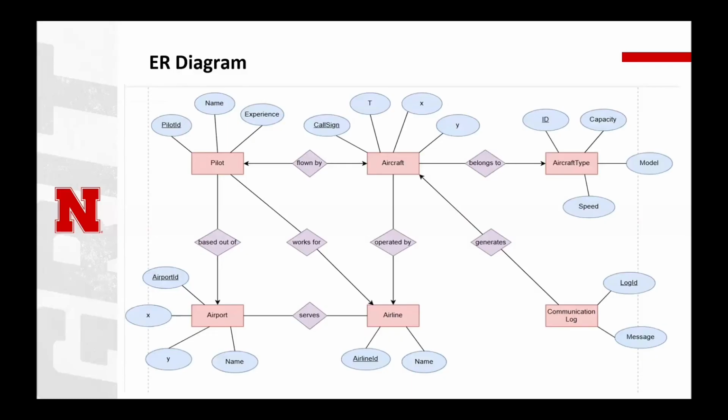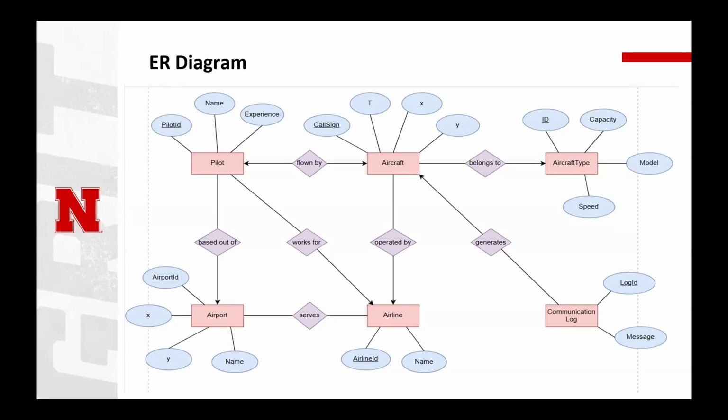This is the ER diagram of our project. We have 6 entities. They are pilot, aircraft, aircraft type, communication log, airline, and airport. And we have 7 relationships which are flown by, belongs to, generates, operated by, works for, based out of, and serves.